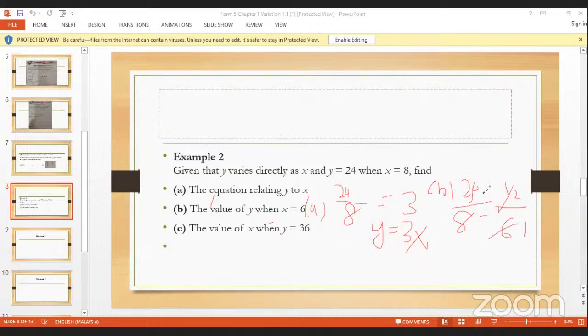So what will it be? Oh yeah, sorry, x equals 6. 24 over 8 is 3, right? 3 equal to y2 over 6. It will be 3 times 6, you get 18 for B.